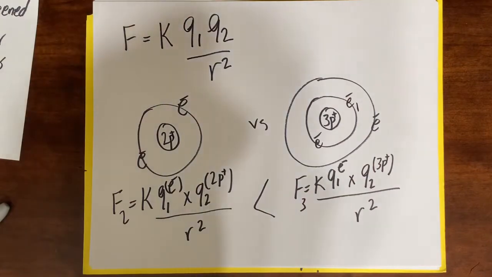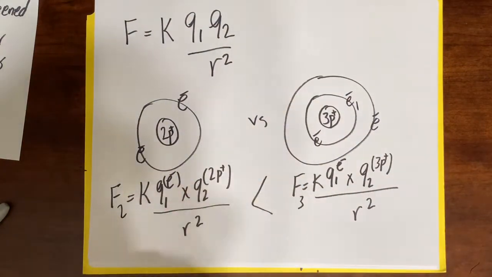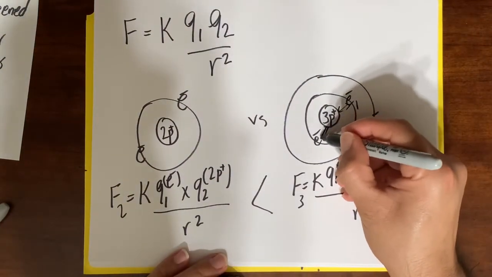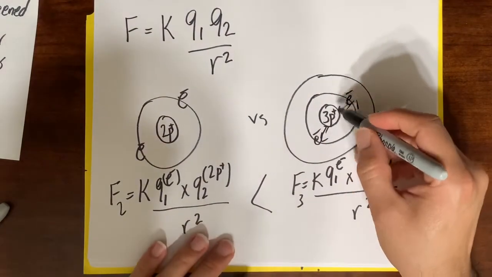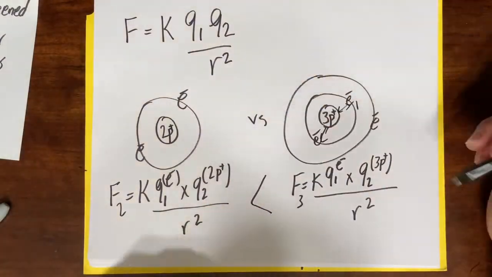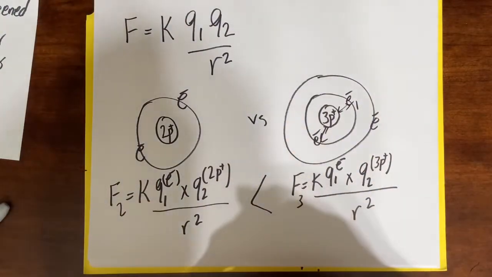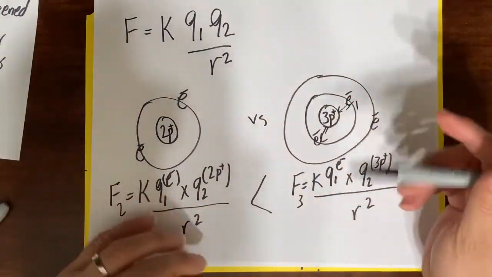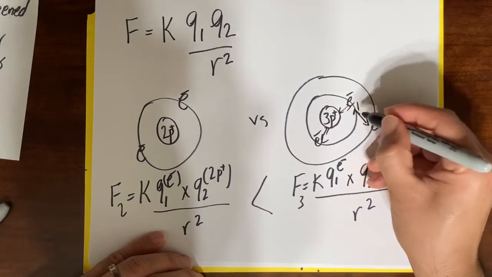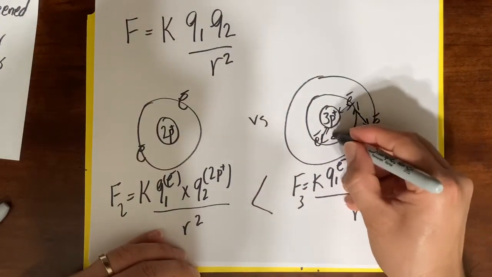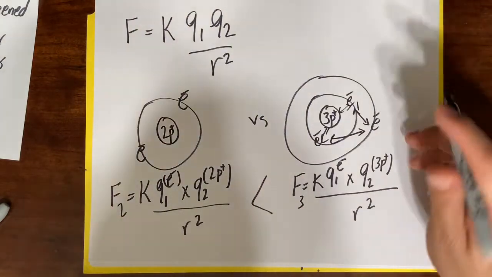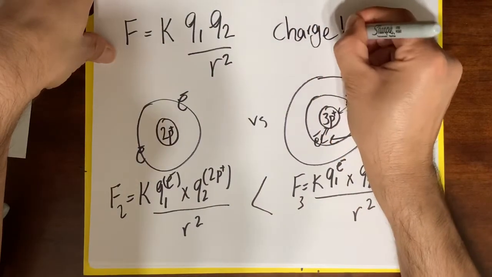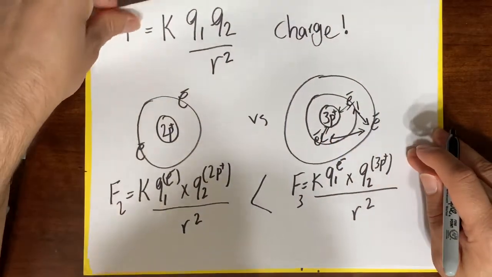First thing that we need to consider is the charge of the nucleus. The higher charge you have, the more force you can apply. +3 versus +2: +3 has higher force, so it will pull the electrons with higher force. That means they get closer to each other. If they get closer to each other, then those electrons start to see each other, and they will repel each other. So first thing, charge. Consider the charge of the nucleus.